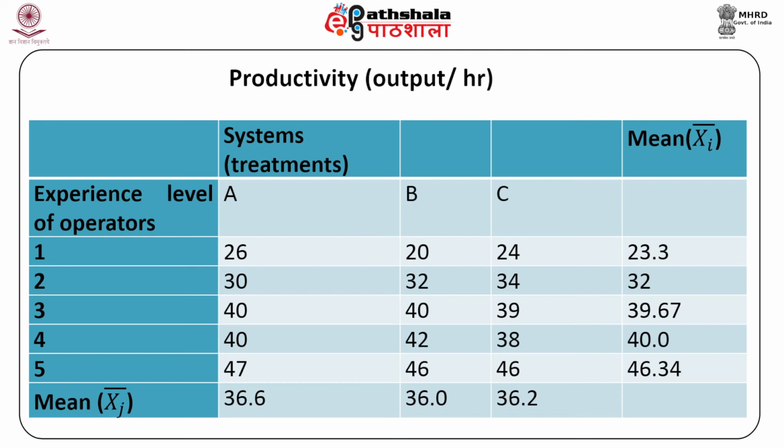We have in our table, in the last column and in the last row, the means of the respective rows and the respective columns. The respective row means, which are denoted as x i bar, are 23.3, 32, 39.67, 40 and 46.34. And in the last row, we have the means denoted as x j bar, which are the column means and are equal to 36.6, 36 and 36.2. The grand mean x double bar is equal to 36.27.